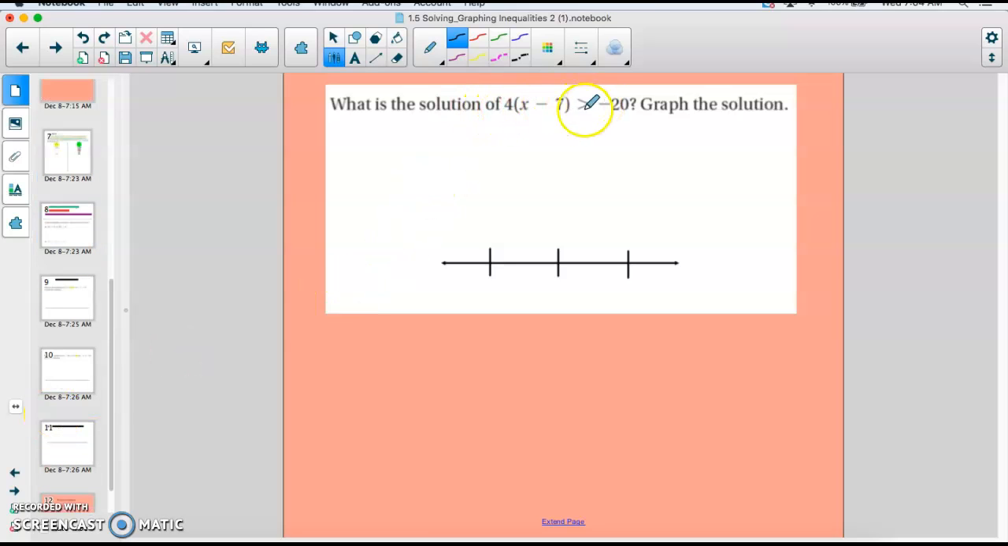All right, the solution, we're going to graph it. The first step is to distribute, so we get 4x minus 28. We're going to solve this just like an equation, and we can keep the sign just hanging out, just like an equal sign for this purpose. So we add 28, we get 4x is greater than 8. And so when we divide, if we're dividing by a positive number, our sign stays the same. And we are dividing by a positive number, so we get 2.